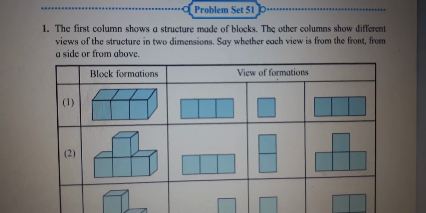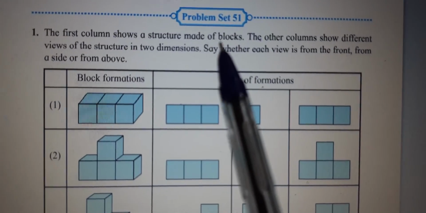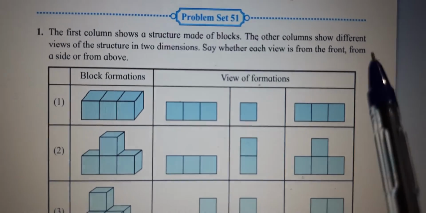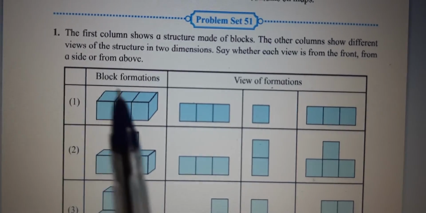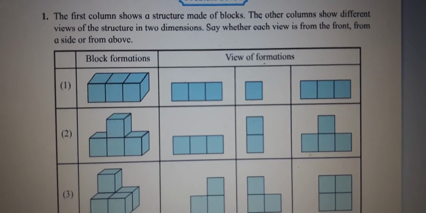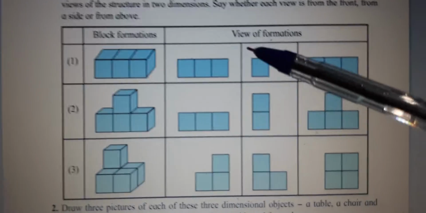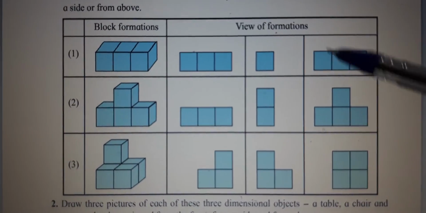Now problem set 51. Look at this, children. The first column shows a structure made of blocks. The other column shows different views of the structure in 2 dimensions. Say whether each view is from the front, from a side or from above. You will have to write this, children. This is like a project for you.